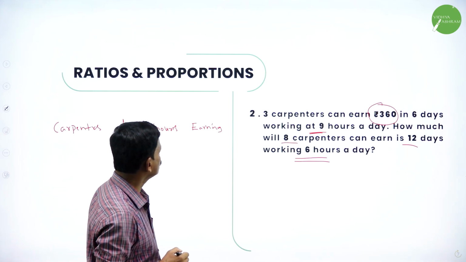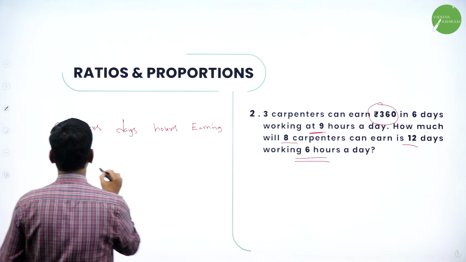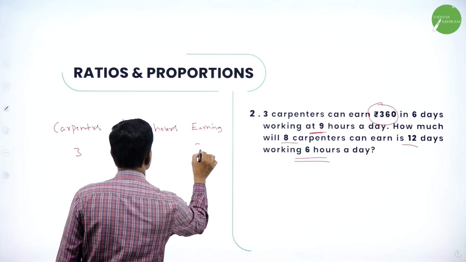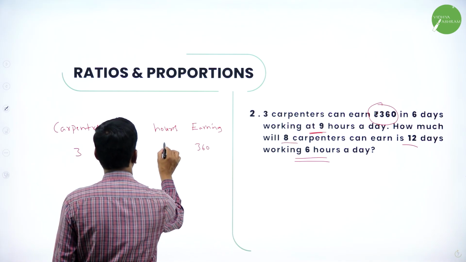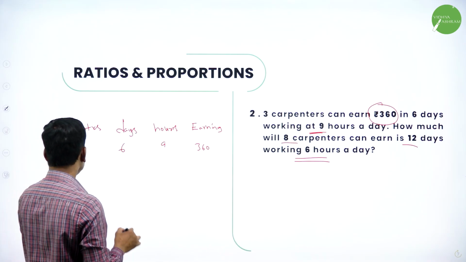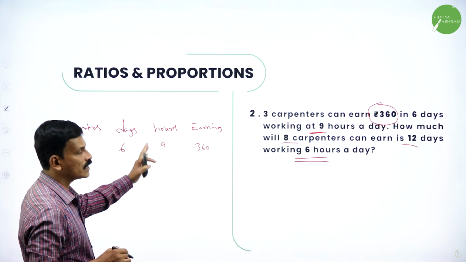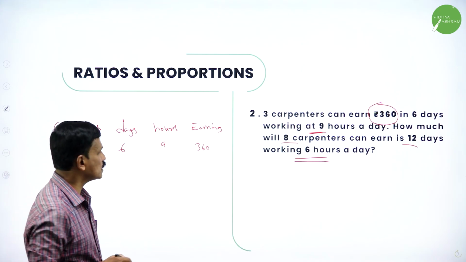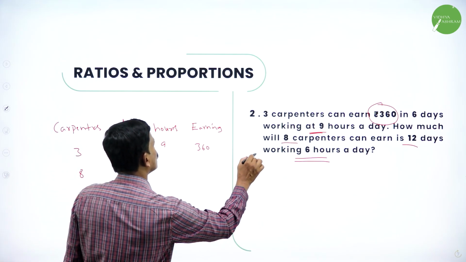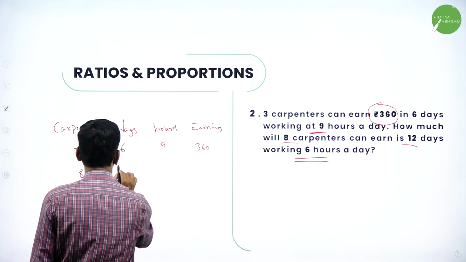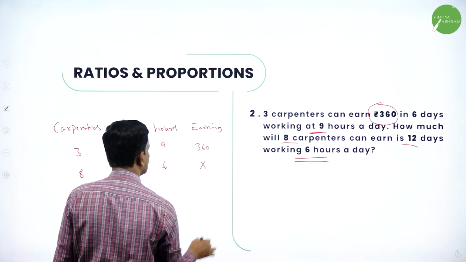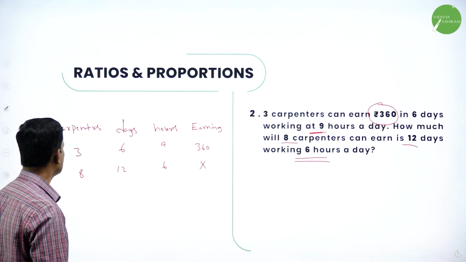Right, earning. Now, how many carpenters? 3 carpenters. How many days? They will earn rupees 360, working 9 hours a day for 6 days. So, 3 carpenters work for 6 days, 9 hours per day, earn rupees 360. Similarly, 8 carpenters can earn in how many days? 12 days, working 6 hours, and the amount is to be determined. This is x. X is to be determined. This is the given condition.